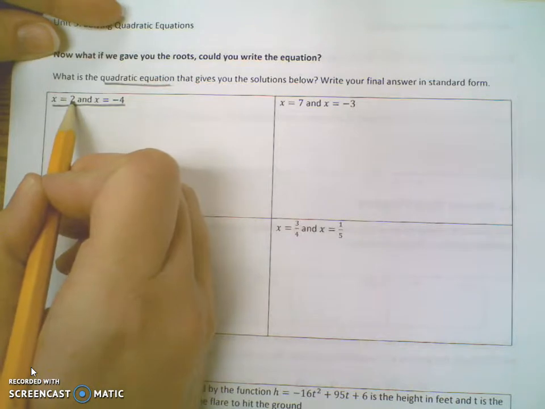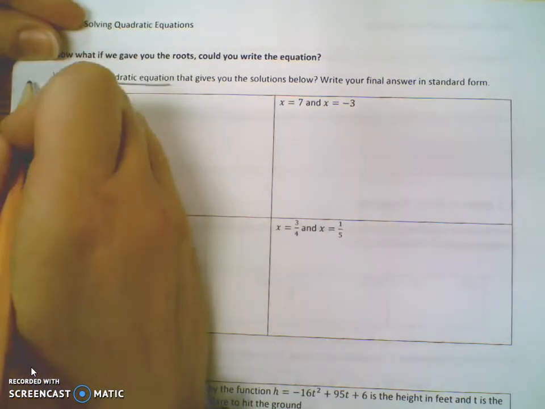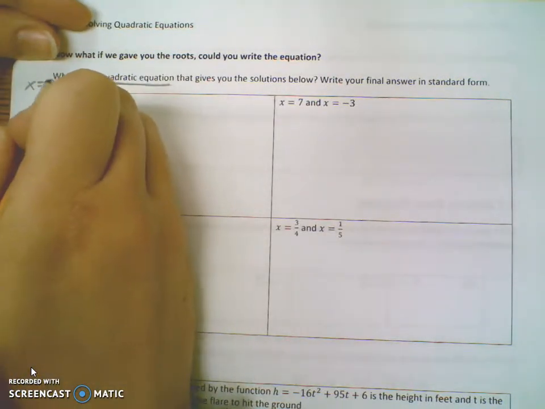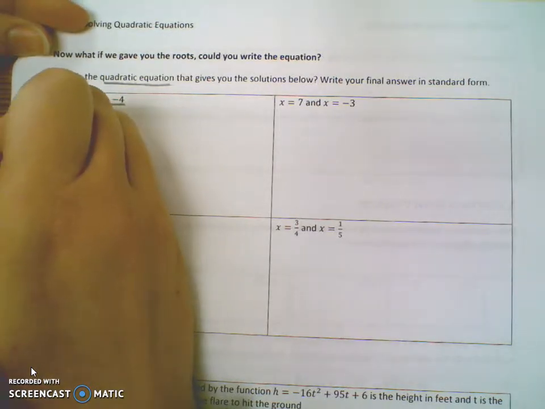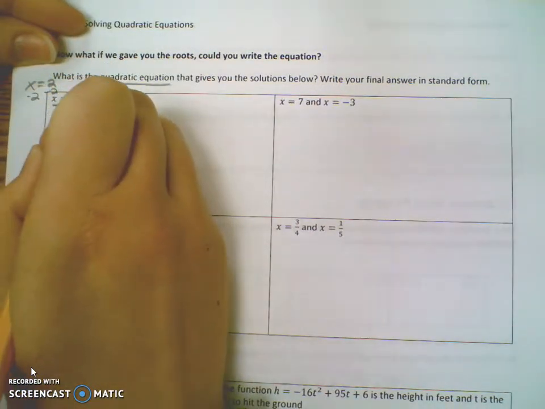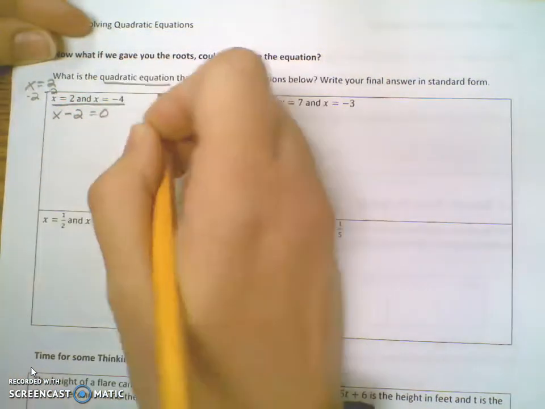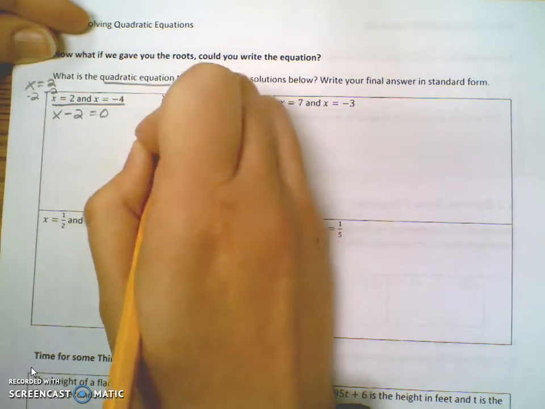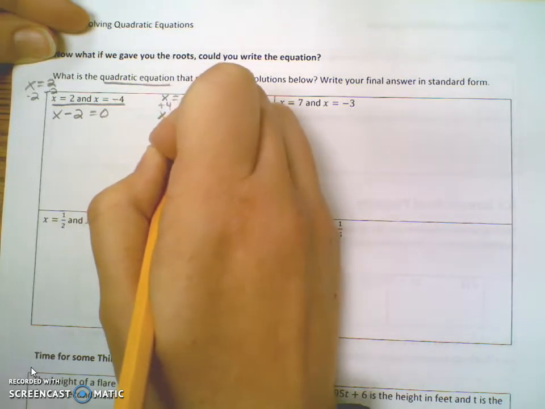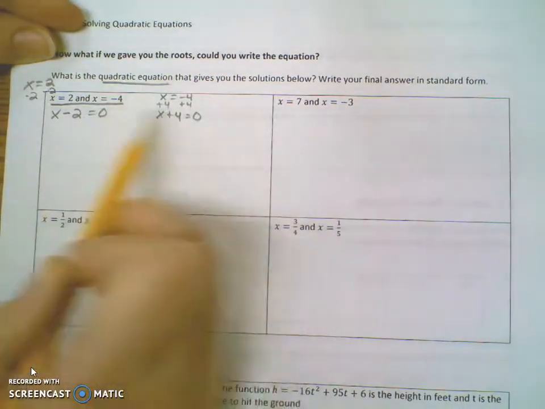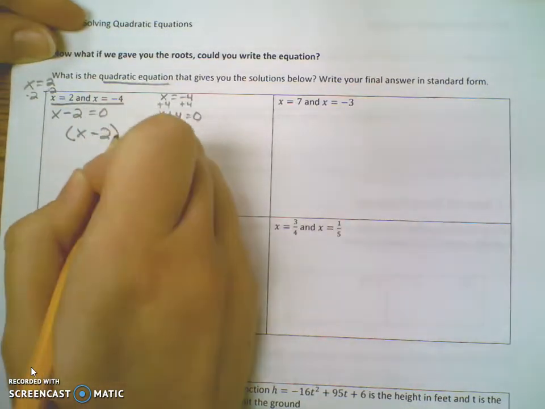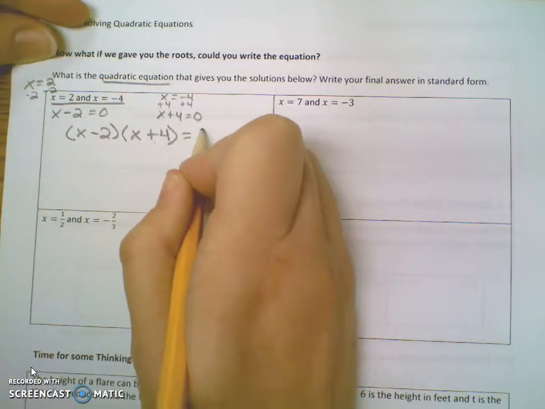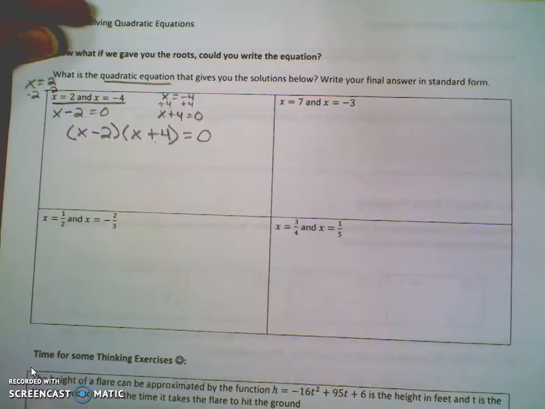So if our x is 2, we can solve for 0. If we want 0 on this side, we would subtract 2 from both sides, and that gives us x minus 2 equals 0. We can do the same thing for this. x equals negative 4. We want 0 on this side, so we add 4 to both sides, so we can say x plus 4 equals 0. So these are the two things that could equal 0.